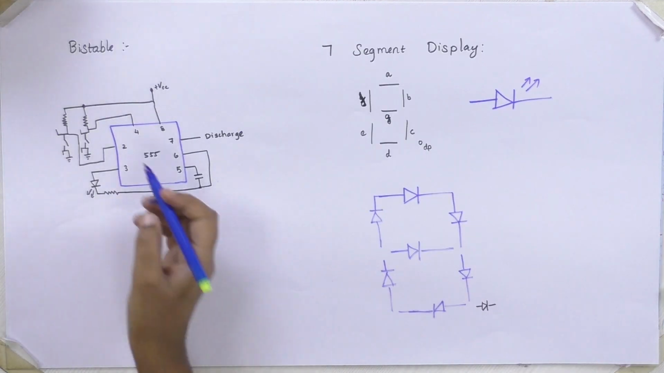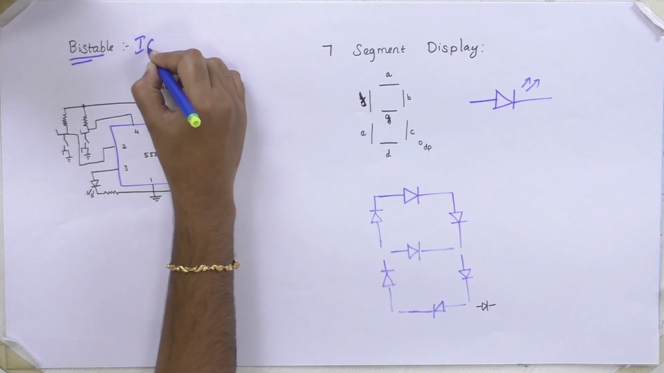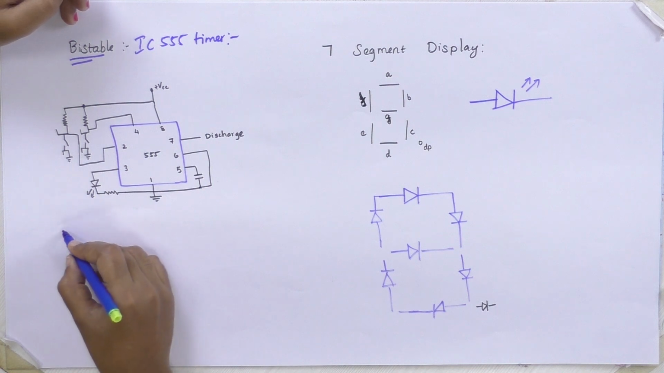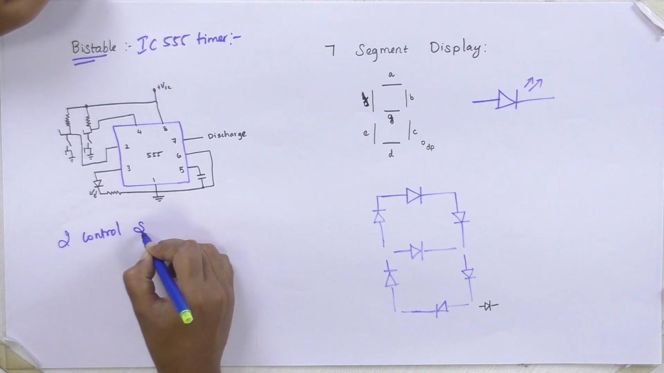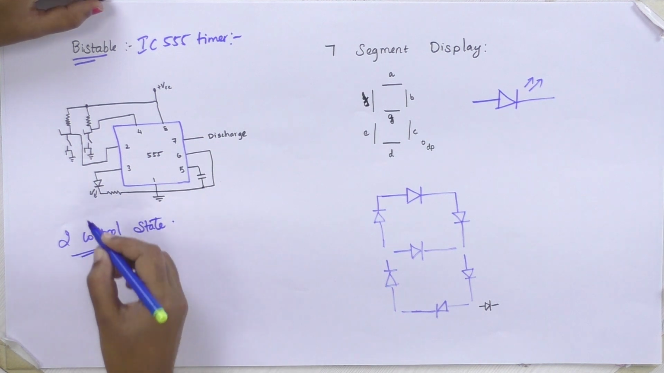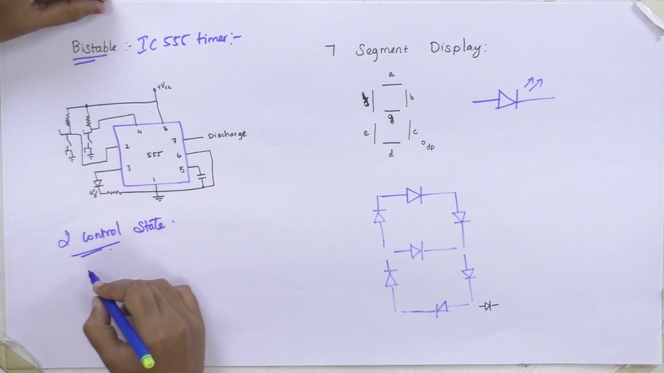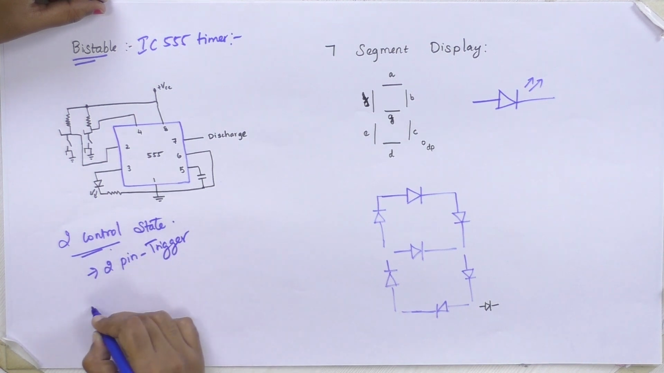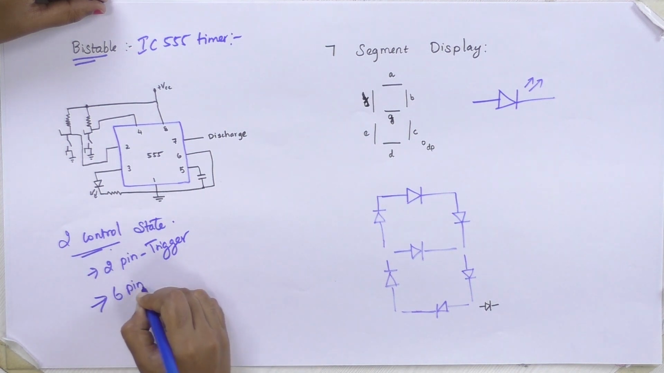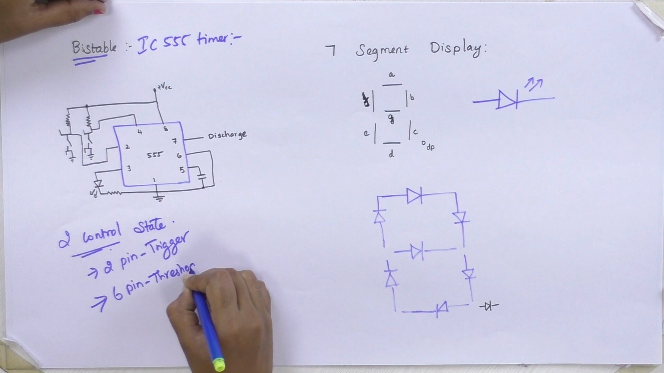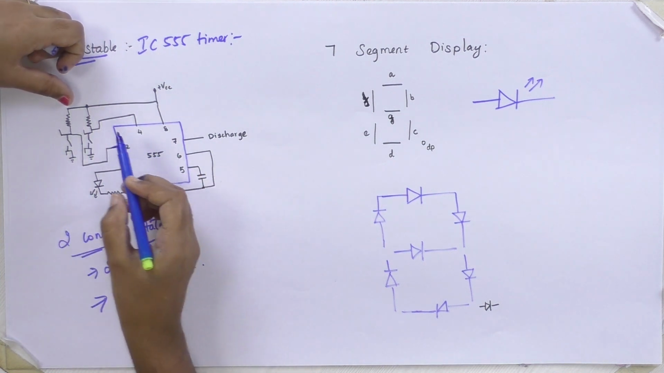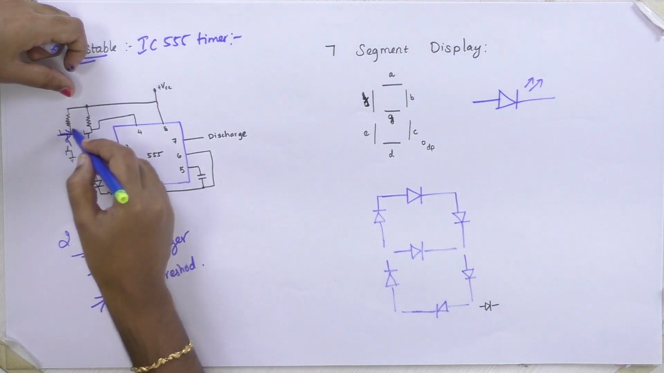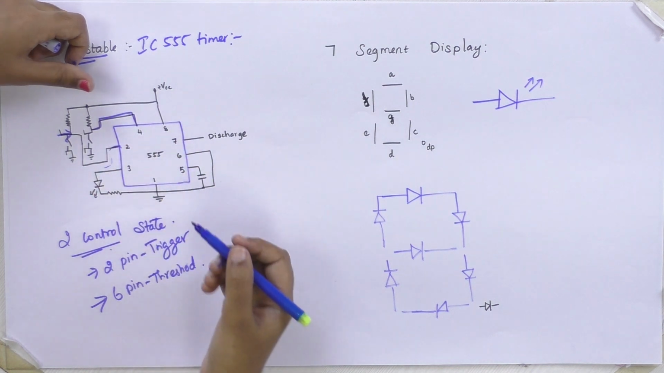Next is the bistable operation of the IC 555 timer. In bistable state, there will be two control states. One is for controlling the second pin, trigger, and another is for controlling the sixth pin, threshold. That's why one push button will be connected to the second pin and the other will be connected to the reset.